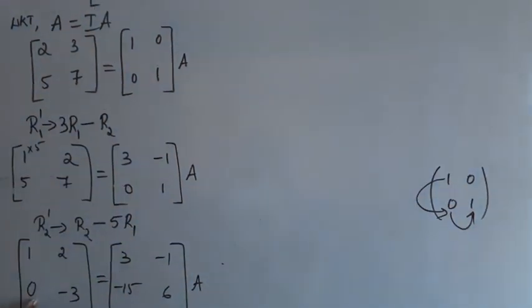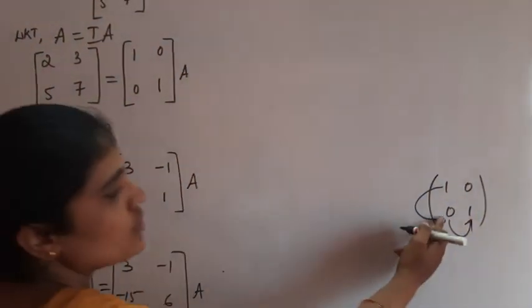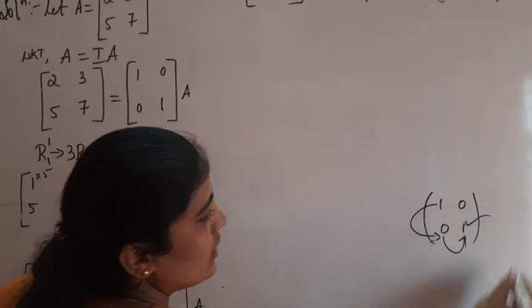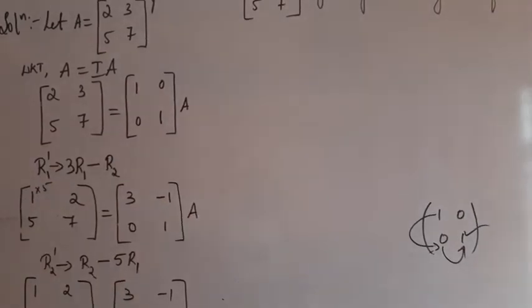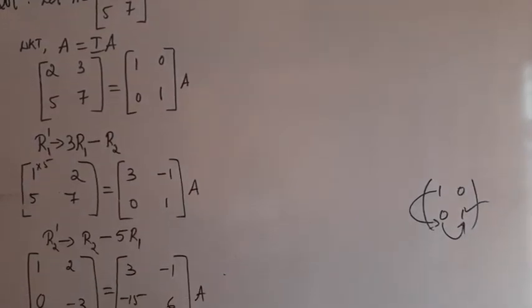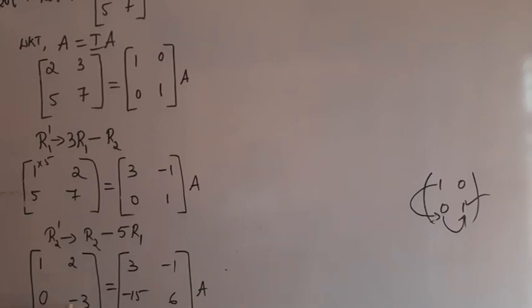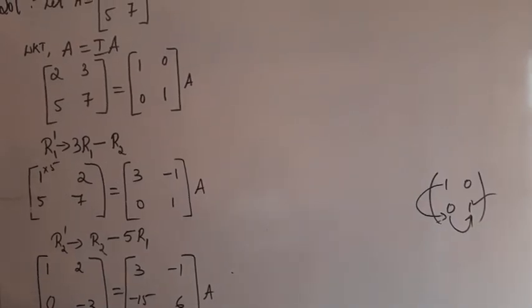Sorry, second row, first element is reduced to 0. Next, move on to second row, second element. What we have to get? It is 1. Here we have minus 3.